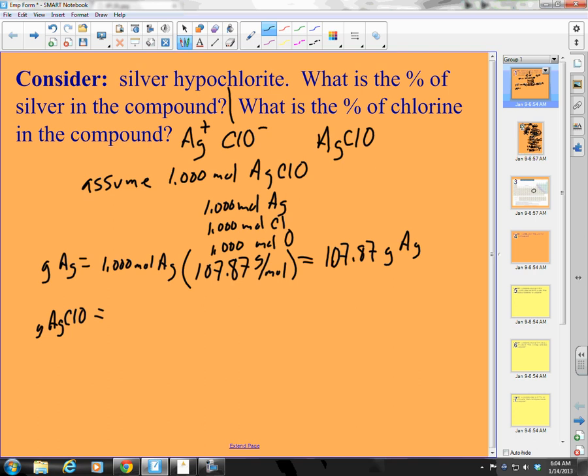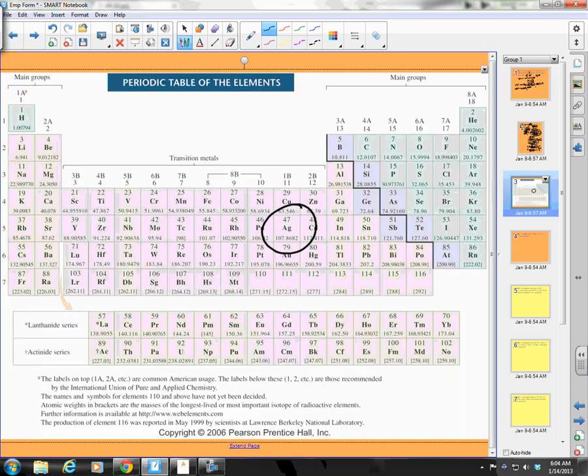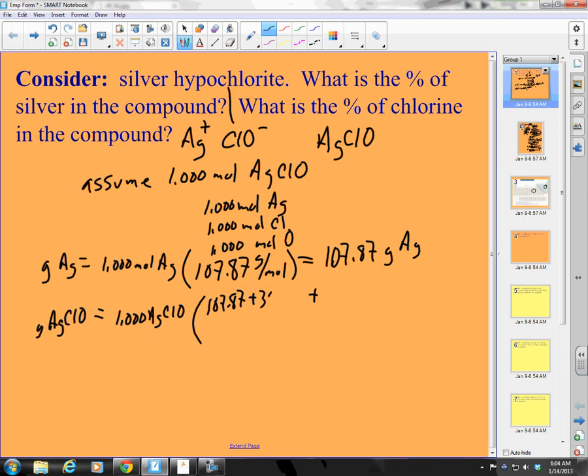Now, how do I get grams of my silver hypochlorite? Well, I'm going to take my 1 mole of silver hypochlorite times the molar mass. So I have 107.87 grams per mole plus, what's the molar mass of chlorine? Molar mass of chlorine is 35.45, and 16.00 is the molar mass of oxygen. Good. Let's add those up.